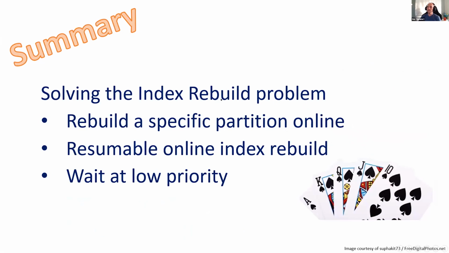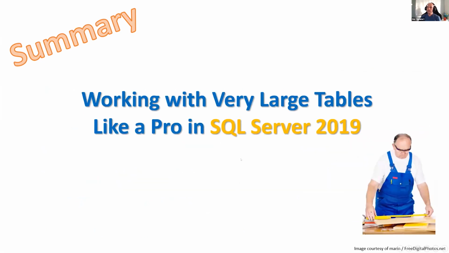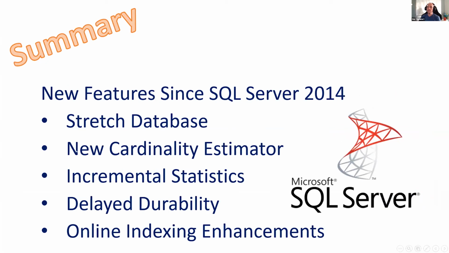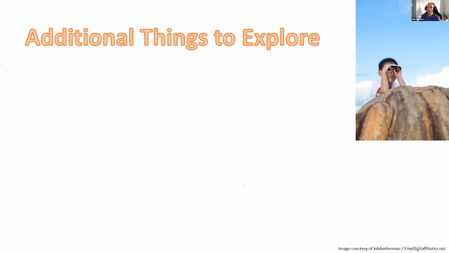And in order to solve the index rebuild problem, we can either rebuild a specific partition online, which is something we couldn't do before. We can use resumable online index rebuild and also wait at low priority. And as far as features, again, not just 2019, we talked about stretch database, new Cardinality Estimator starting with 2014, incremental statistics, delayed durability, and some online indexing enhancements.